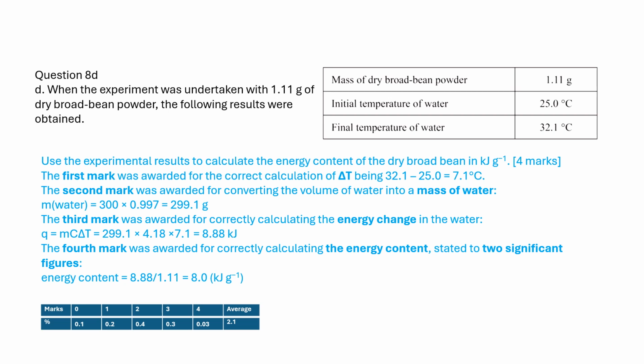Step by step to calculate the energy content: temperature change, the mass of water, the energy change in the water, and energy content. The density of water is not 1 but is 0.997. The final answer is 2 significant figures because the significant figure of delta temperature is 2.